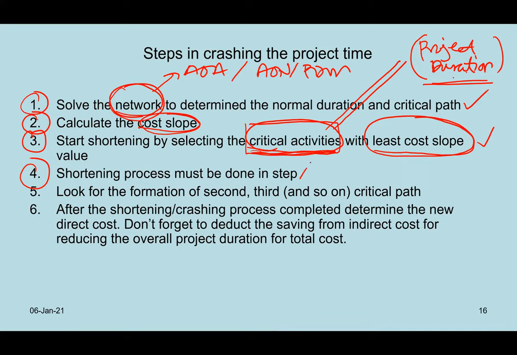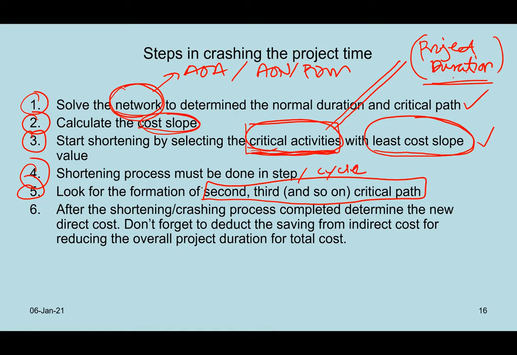I sometimes call it not a step but a cycle. Cycle number one, cycle number two, cycle number three, it doesn't matter. Number five, look for the formation of the second, third, and so on critical paths. In most of the project samples that we gave you, you notice that there is only one critical path in the network diagram. In reality, it is not limited to only one. There could be multiple critical paths. But in our class, we just give you a very small project with only a few activities, which is why normally we do not have more than one.